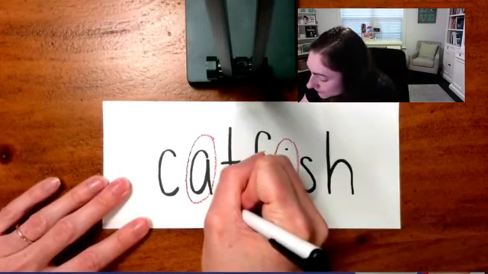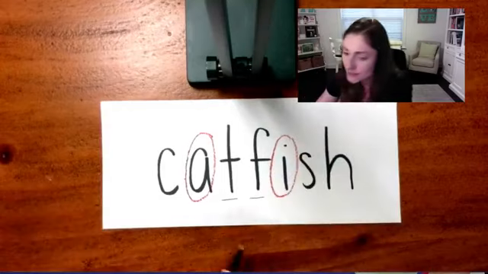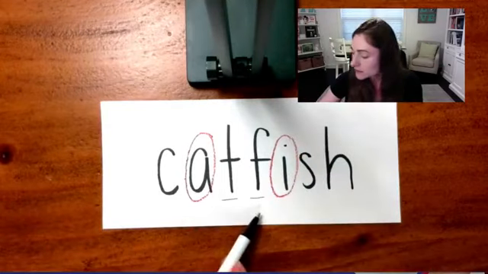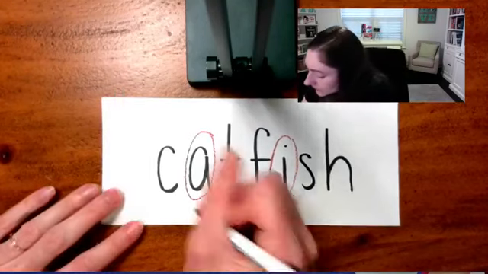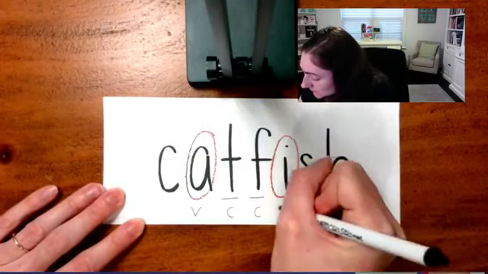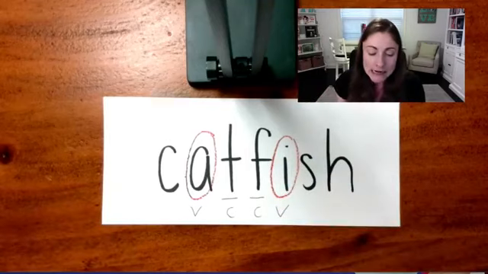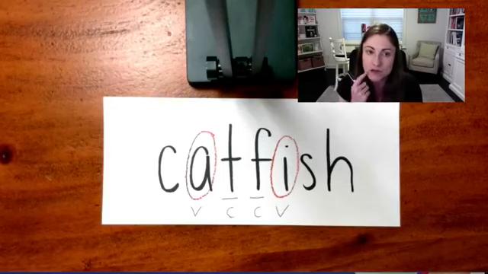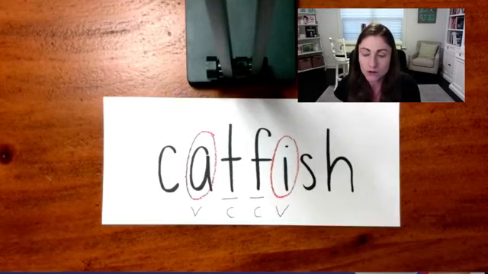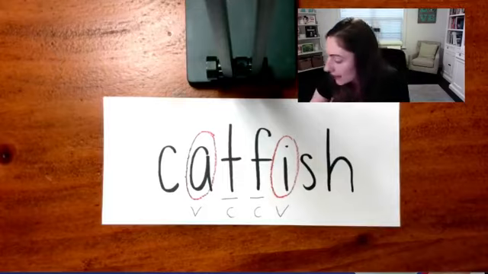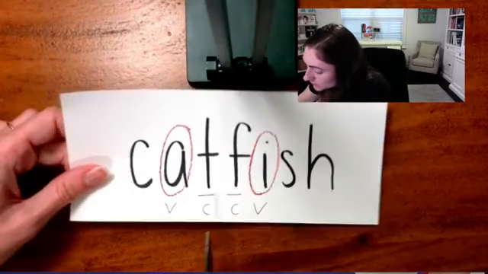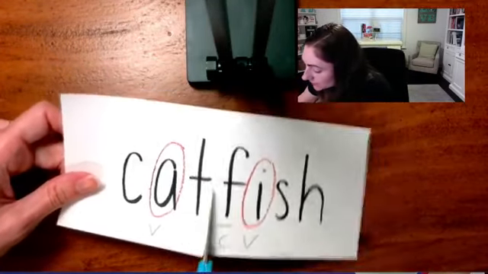Different people do it differently, but I underline each consonant like this, okay? So now I'm going to label the vowels with V and the consonants with C, okay? And now again, the first syllable division rule that I teach is when there are 2 consonants between the vowels, you divide the word up right between the consonants. This is the easiest one in my opinion. So as you can see here, we've got 2 consonants, so I simply divide it up.